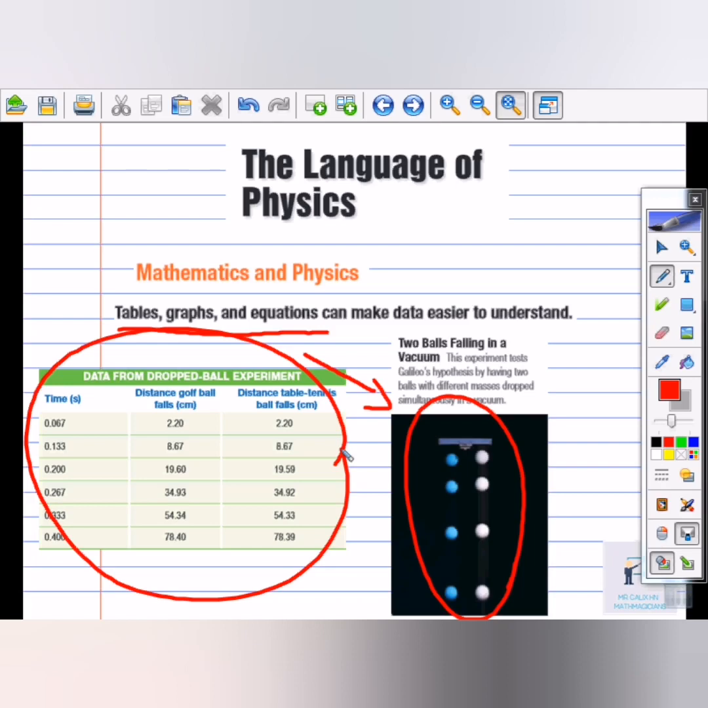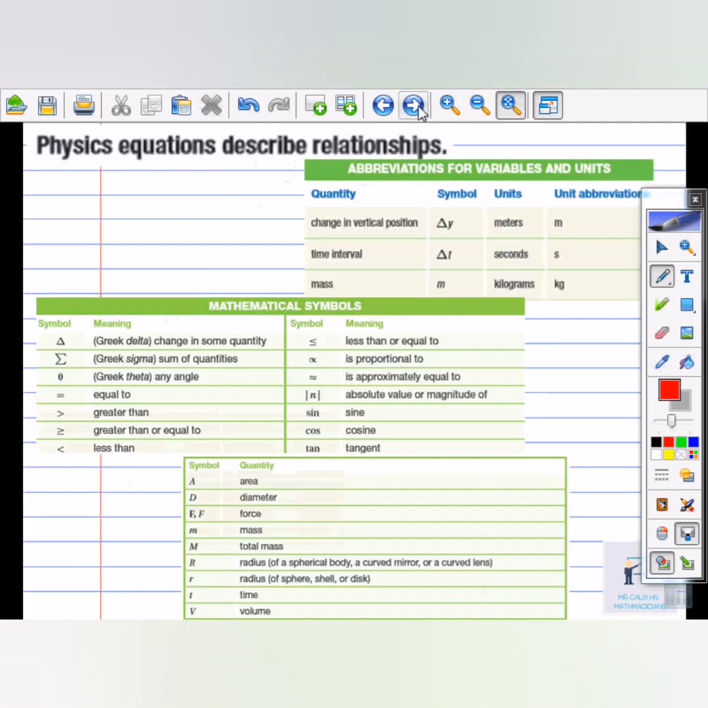We will continue with the next part. Physics equations describe relationships. While mathematicians use equations to describe relationships between variables, physicists use the tools of math to describe measured or predicted relationships between physical quantities in a situation. To make expressions as simple as possible, physicists often use letters to describe specific quantities in an equation. For example, the letter V is used to denote speed.